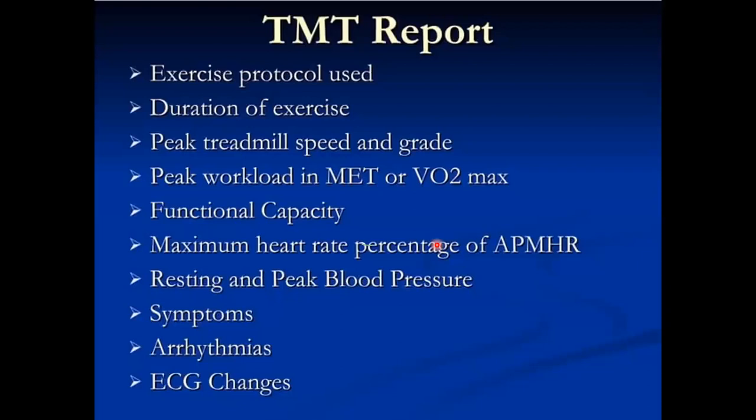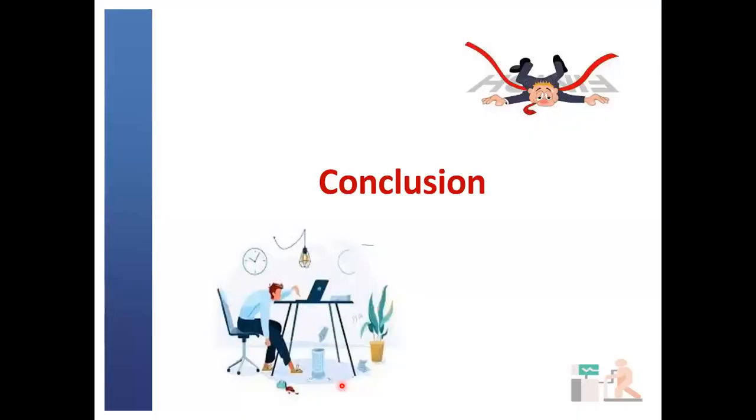So in writing a report, at the end of the day, you collate all this data from the ECG, the exercise capacity, blood pressure changes, and every other parameter you've gotten. So a comprehensive report of a treadmill test should include the exercise protocol that was used, the duration of exercise, peak treadmill speed and degree, the peak workload in MET or VO2 max, the functional capacity of the patient, maximal heart rate as a percentage of age-predicted maximal heart rate, resting and peak blood pressure, the symptoms that were encountered, presence or absence of arrhythmias, as well as the ECG changes. So these should all be encompassed in treadmill test results.